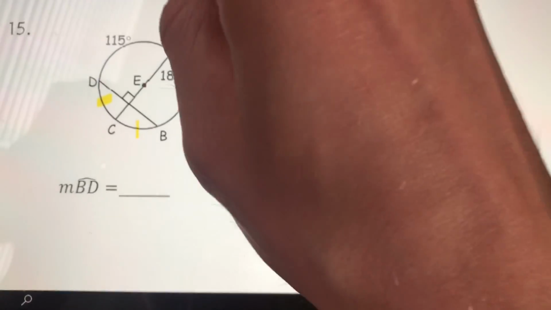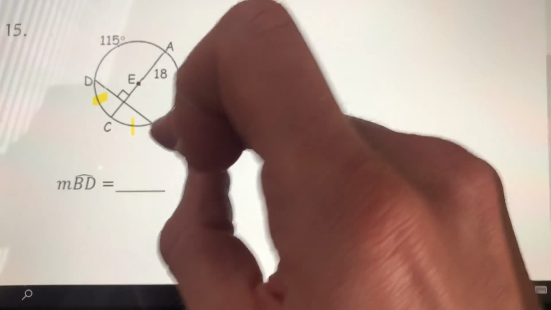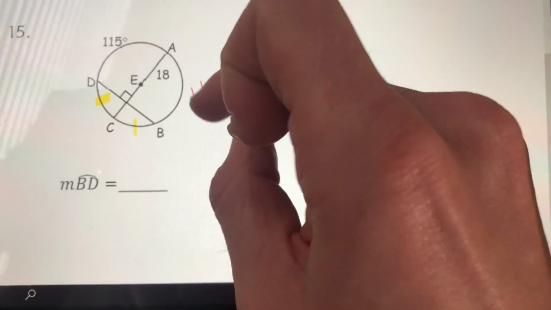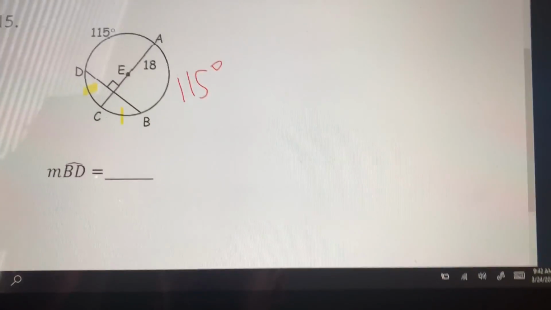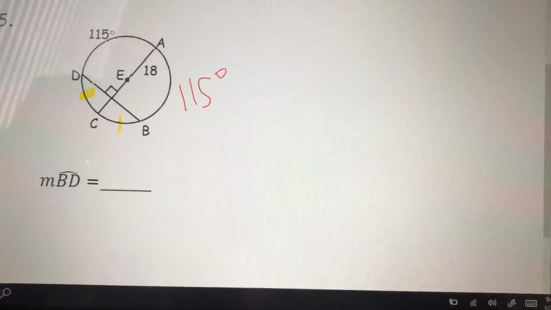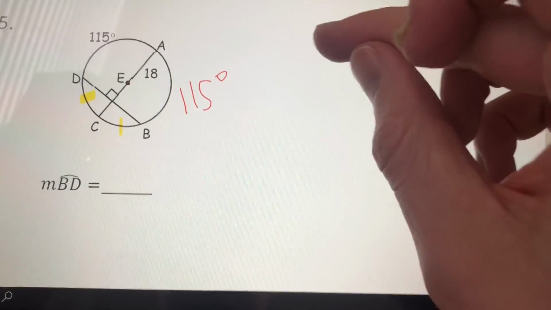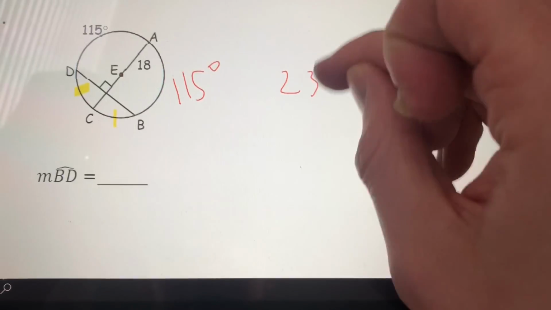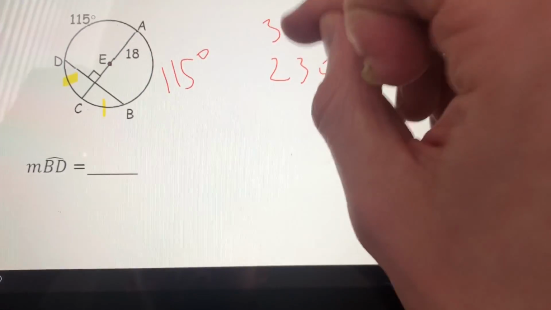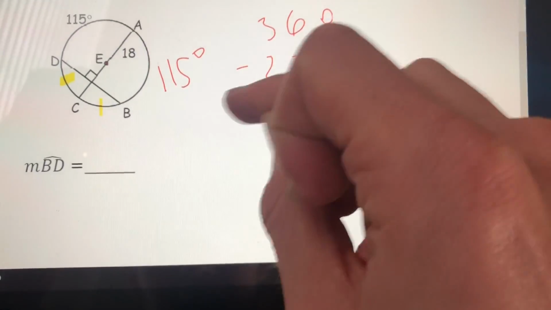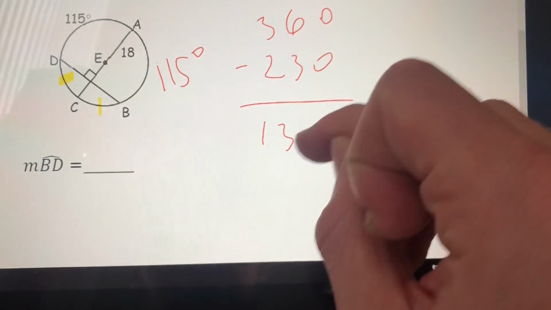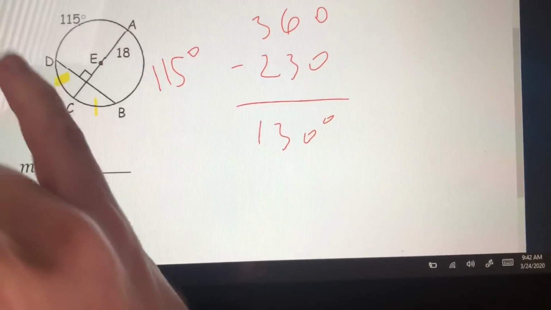So if this is 115, it means that AB is also 115 degrees. Because we're looking for BD, we just have to add up the two 115s, which gives us 230, and then we'll do 360 minus that to give us 130 degrees for arc BD, that whole arc right there.